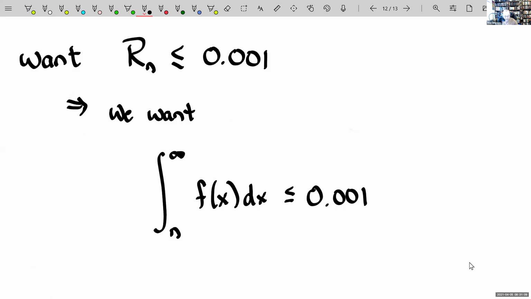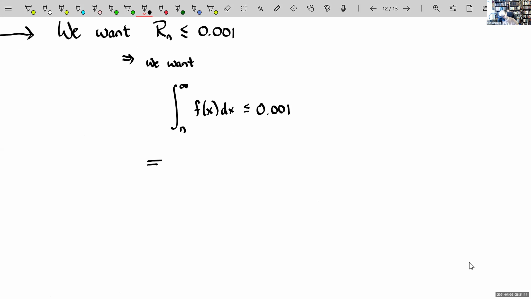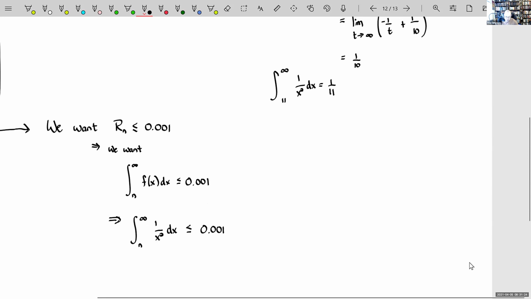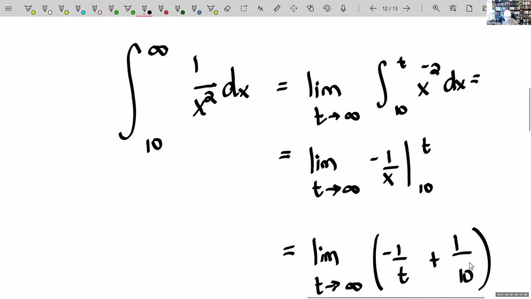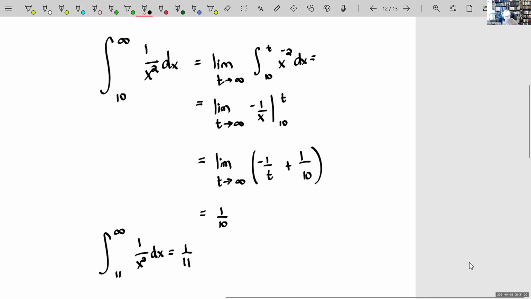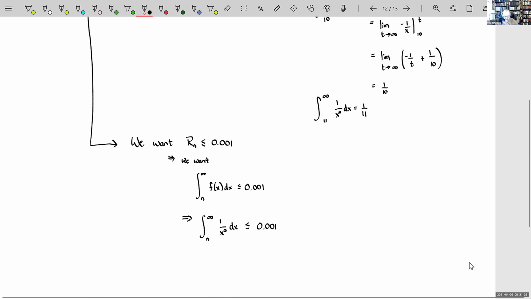And now we can go ahead and evaluate our integral. Remember, we were integrating 1 over x squared dx. And remember that improper integral, whether we evaluated it from 10 to infinity or 11 to infinity, it became 1 over 10th or 1 over 11. So if it's from n to infinity, it's just going to be 1 over n. Just using pattern recognition here.